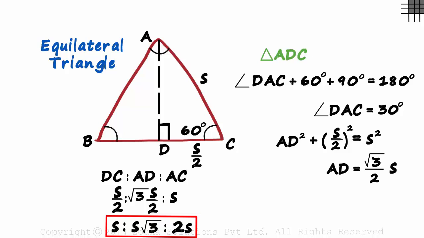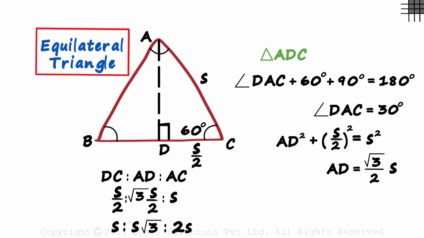1:√3:2. So if we forget the ratio, all we need is to draw an equilateral triangle, drop a perpendicular and solve for the sides of this triangle.